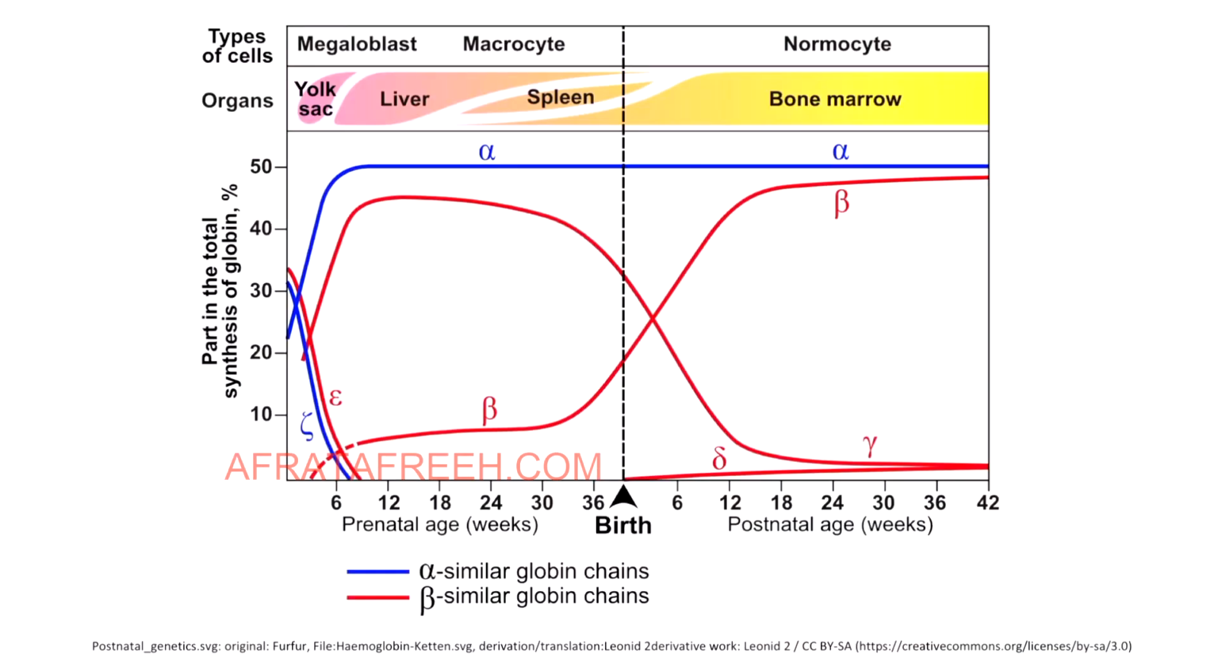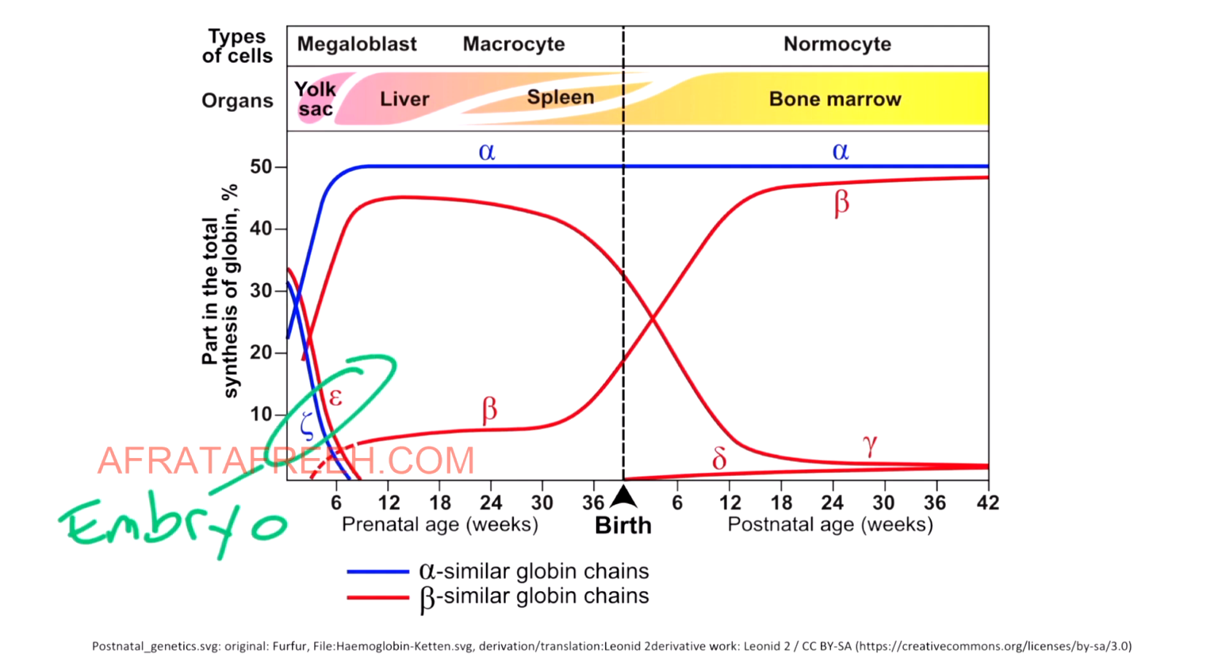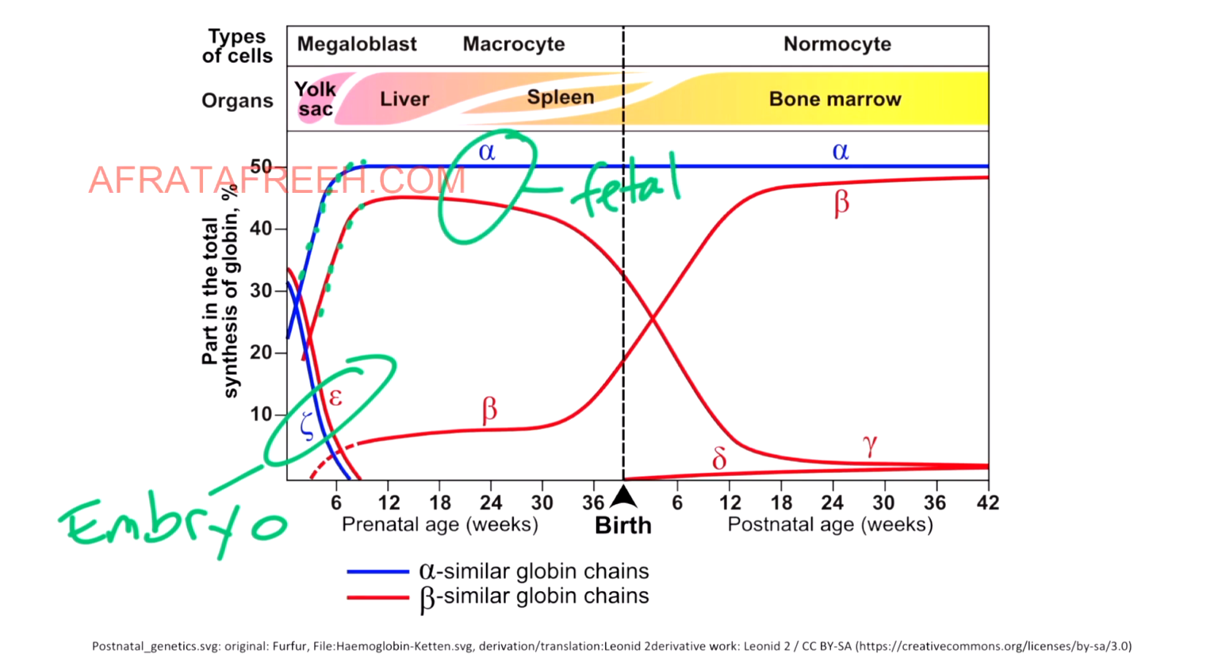Here's an image demonstrating hemoglobin development. Again, notice that epsilon and zeta drop off pretty quickly, as we can see right here. And again, these are embryonic globins. As these start to decrease, gamma globin rises along with alpha globin, as we can see right here. Again, gamma and alpha together produce fetal hemoglobin.